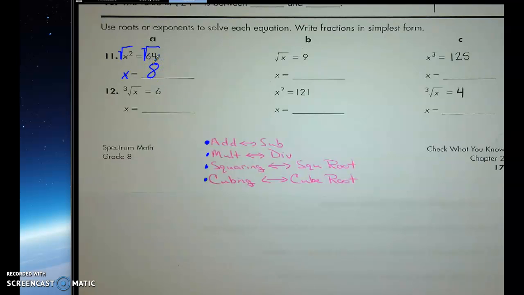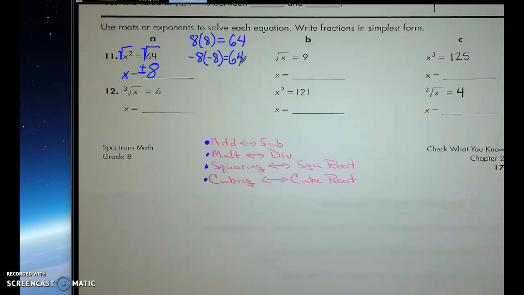Now, we have to be careful right here, because remember when we're solving these equations, if we are doing square root, our answer can be positive and it can also be negative, because a positive 8 times a positive 8 equals 64. A negative 8 times negative 8 also equals 64. So we can have positive or negative, so we have to make sure to include both of those signs.